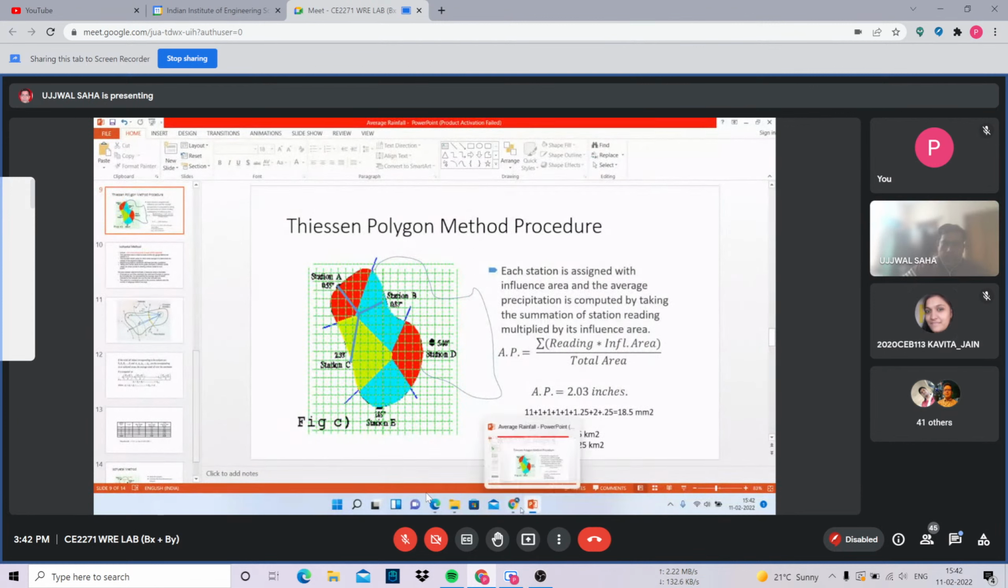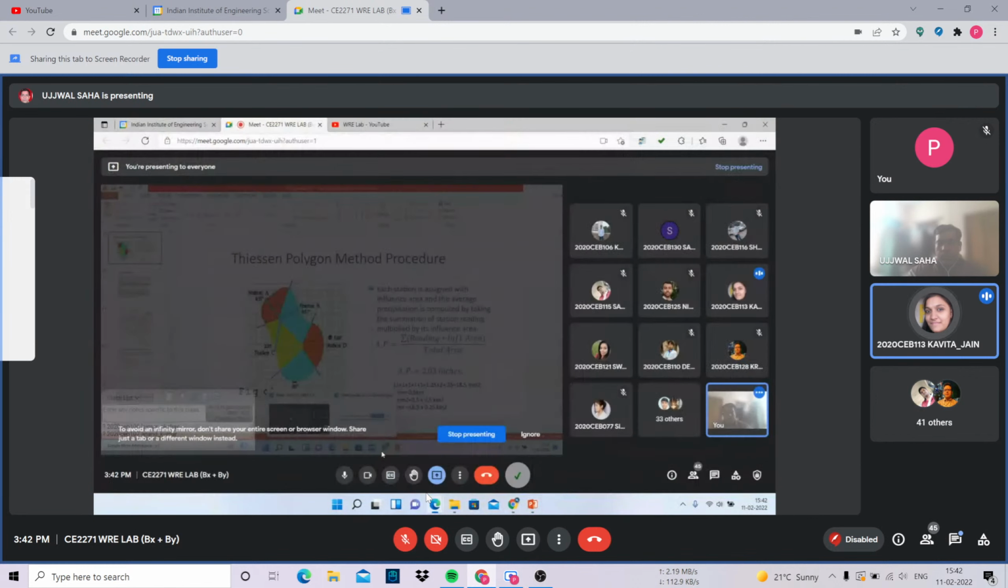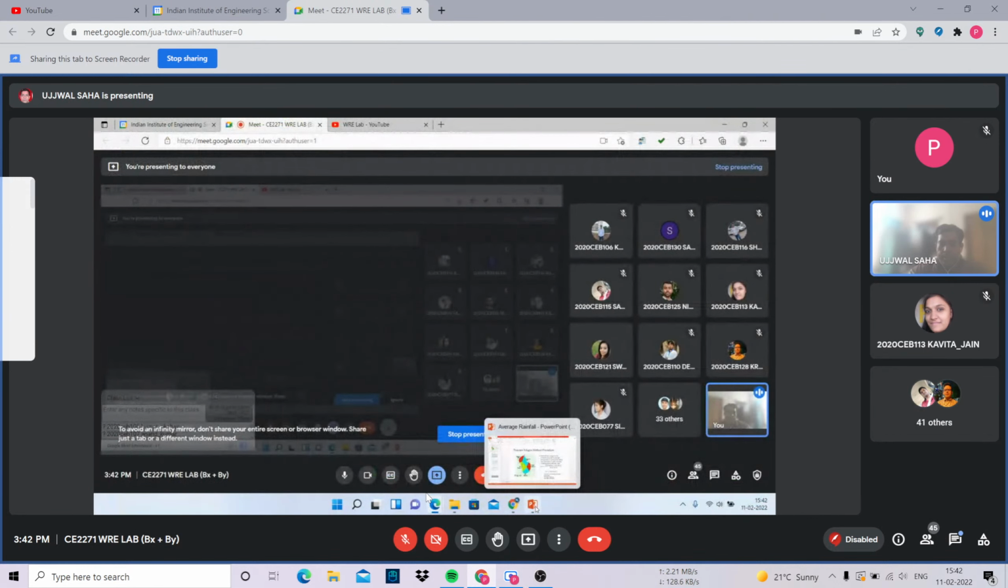4.625. Multiply. What is the ultimate value? 4.625.